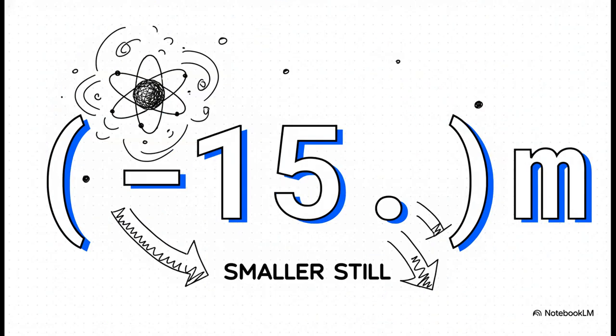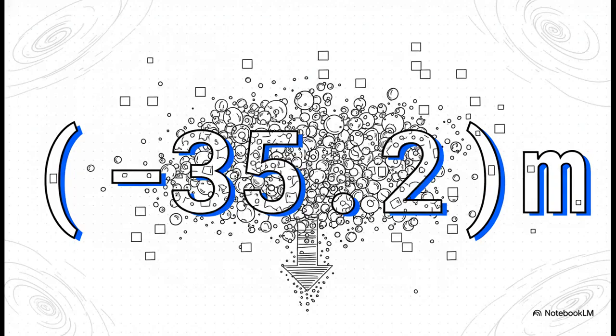Let's take another huge leap down the rabbit hole, to 10^-15 meters. This is the world of the atomic nucleus, that super dense little core where almost all the mass of an atom is hiding. And as incredibly, mind-bogglingly small as this is, we're still not at the bottom. We can go smaller. And thud, we've hit the floor.